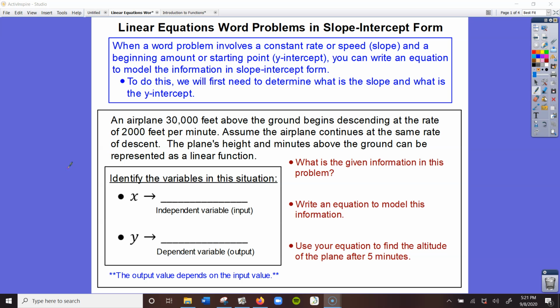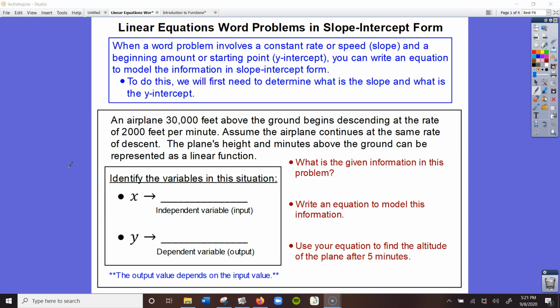We have an airplane that is 30,000 feet above the ground, begins descending at the rate of 2,000 feet per minute. Assume the airplane continues at the same rate of descent. The plane's height and minutes above the ground can be represented as a linear function.